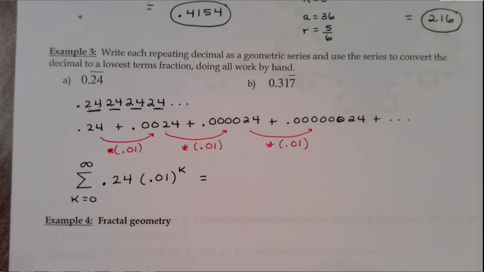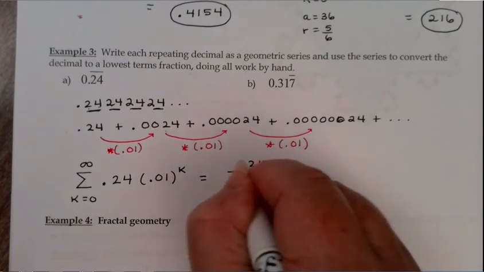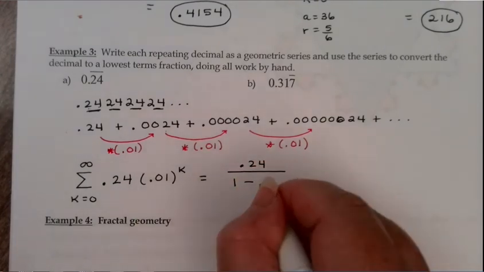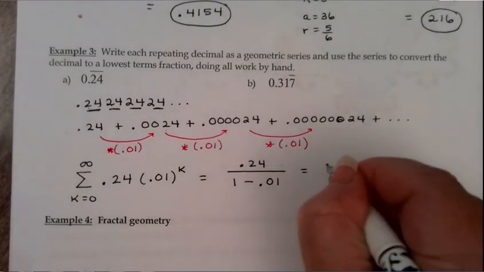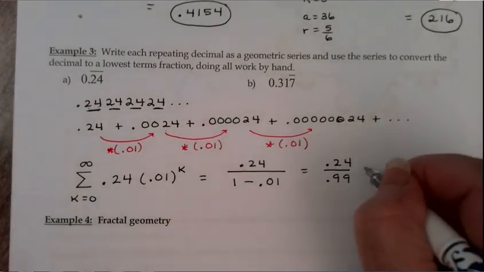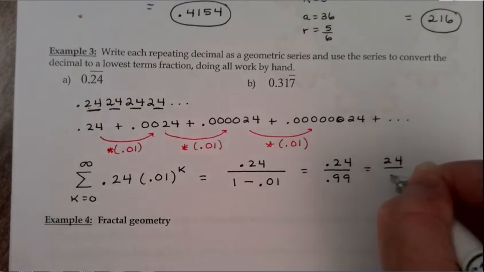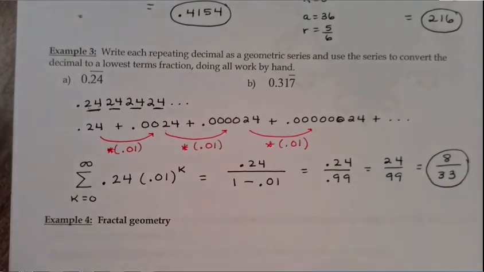Well, we've just been working on this formula, right? The A value would be 0.24 over 1 minus the R value of 0.01, which is 0.24 over 0.99. Or if I multiply top and bottom by 100, that would be 24/99. Or in lowest terms, I could divide out a 3, 8/33. So a repeating decimal is really just an infinite geometric series in disguise.